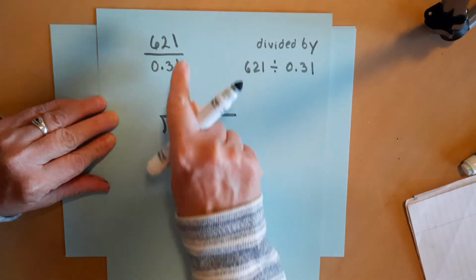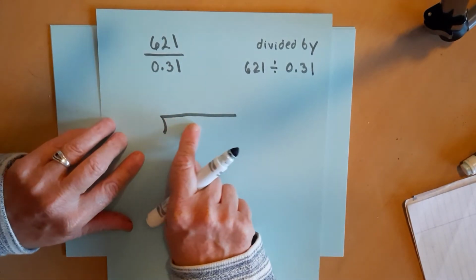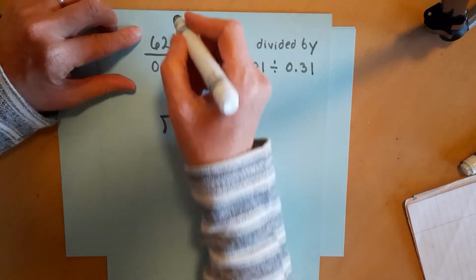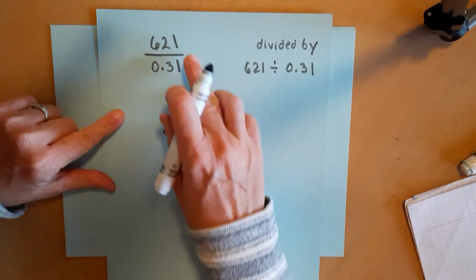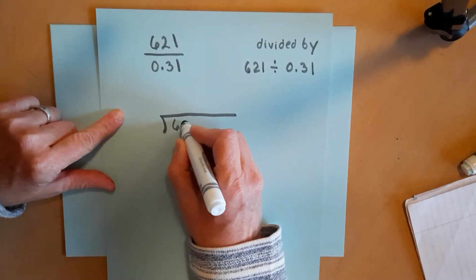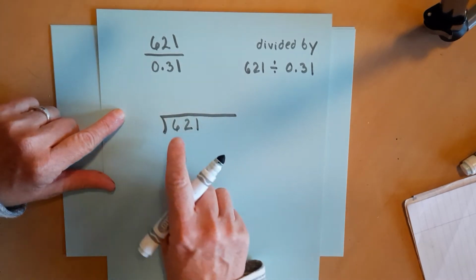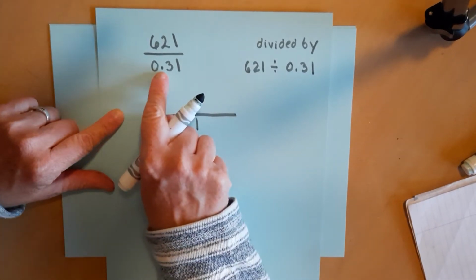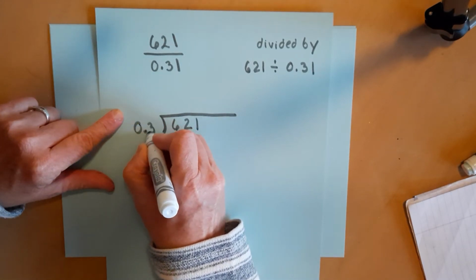And we have to remember which one of these numbers goes under the sign. We always call it in the house. So remember I talked about Santa being on the roof and wanting to go in the house. So you would put 621 underneath the division sign. And now we need to divide 621 by 0.31. So we're going to go ahead and put the 0.31 right here.